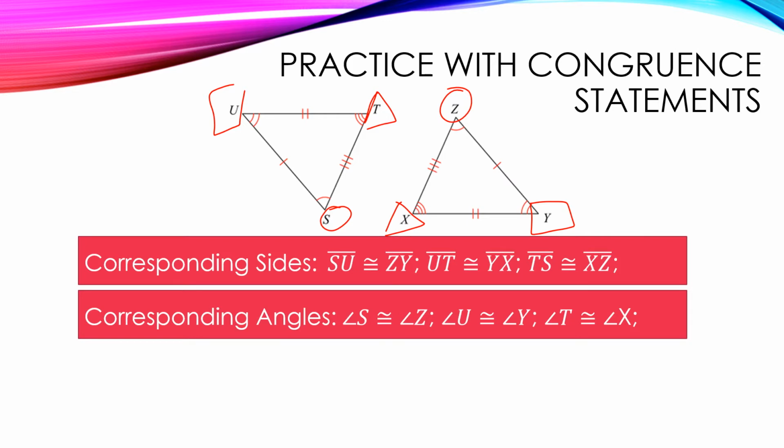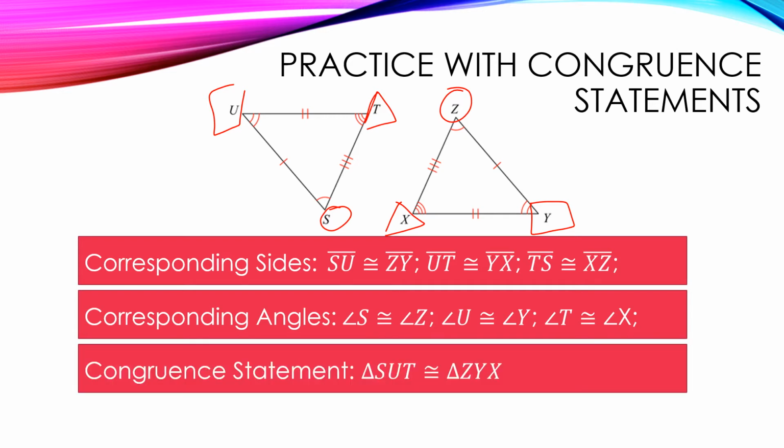If all of these are congruent to each other, we know that it's congruent because everything is congruent, but our statement, meaning we're saying the figure is congruent to the other figure, SUT, you want to follow the same order. So it would be ZYX. Triangle SUT is congruent to ZYX.